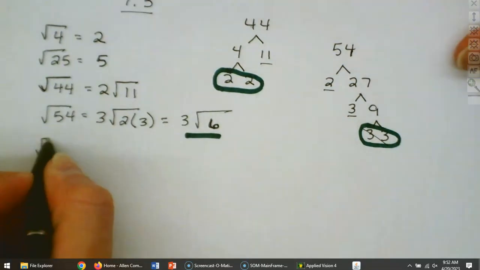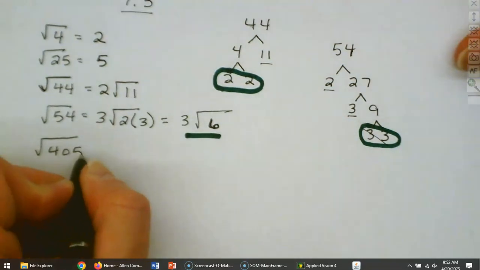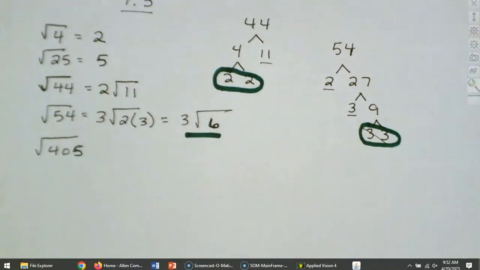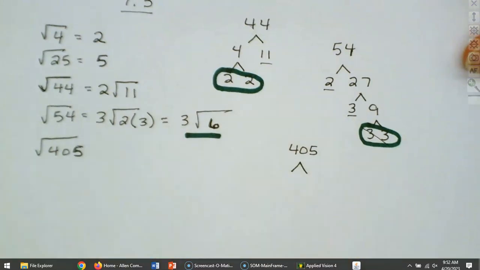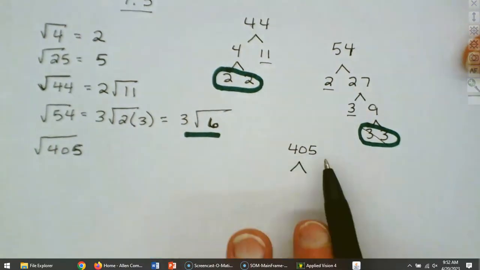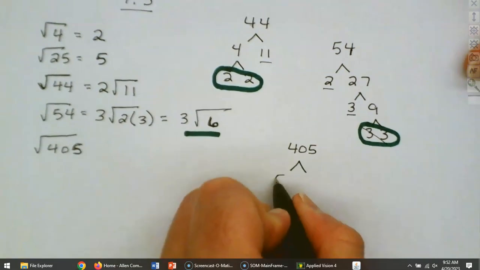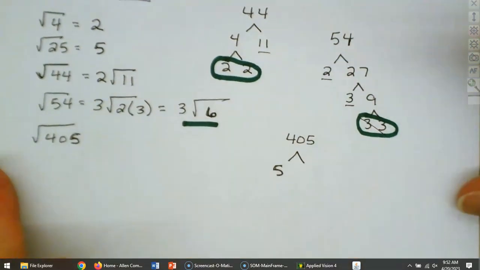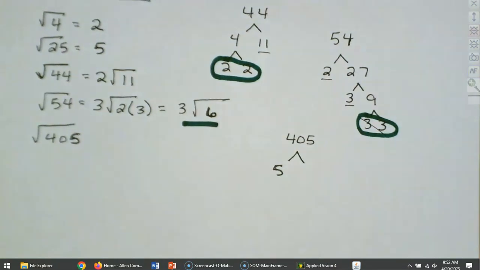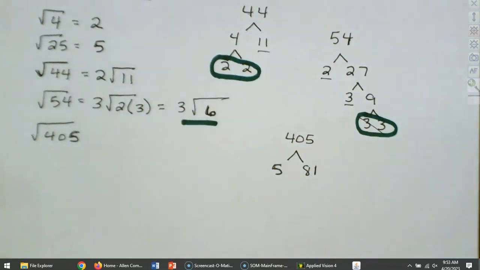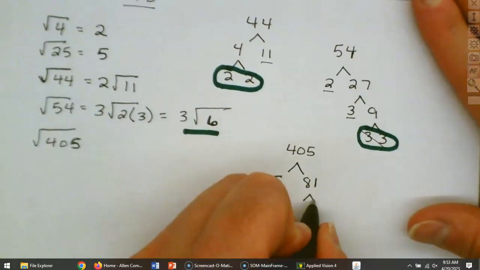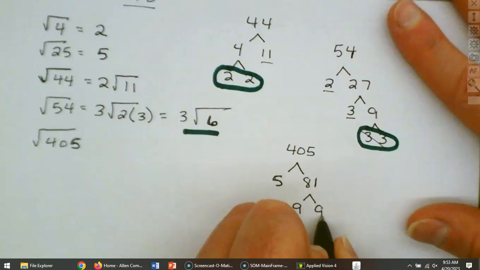How about the square root of 405? They're all going to be done in a similar way. When we look at 405, again, we look at what it ends in. 405 ends in a 5, so I'm going to divide this first by 5. So 405 divided by 5 is 81. Now, we want perfect squares, and 81 happens to be a perfect square of 9. So we can break this down into 9 and 9.